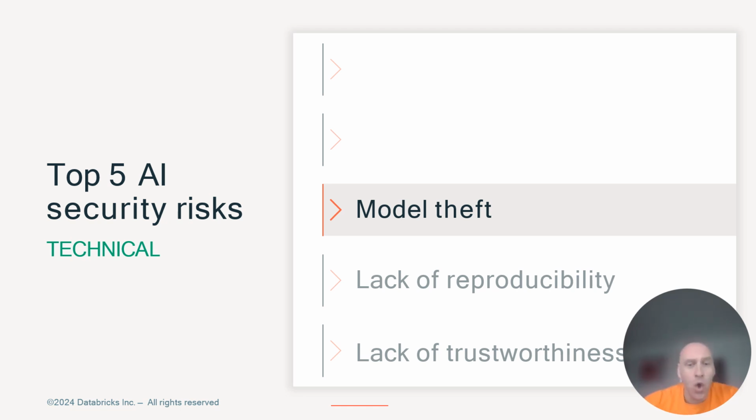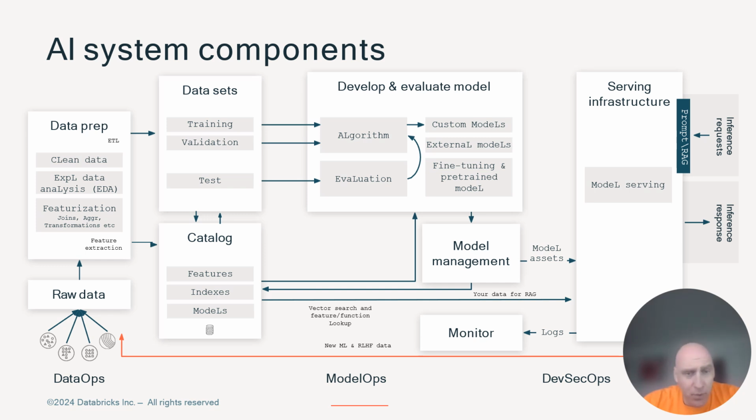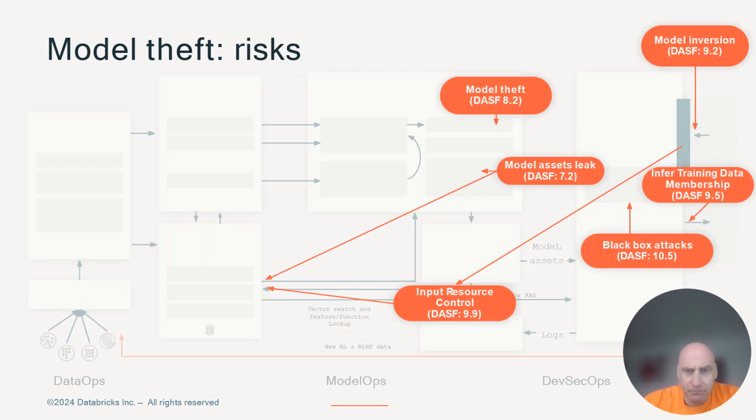So let's think about where the risks of model theft can appear in your model diagram. Again, if you want, pause the video, but think, where can model theft happen? As you can see, model theft can happen in a number of places, including input control resources, black box attacks, inferring training data membership, model inversion, and model theft. There are going to be a number of risks, and a number of controls that we need to think about to mitigate those potential risks.